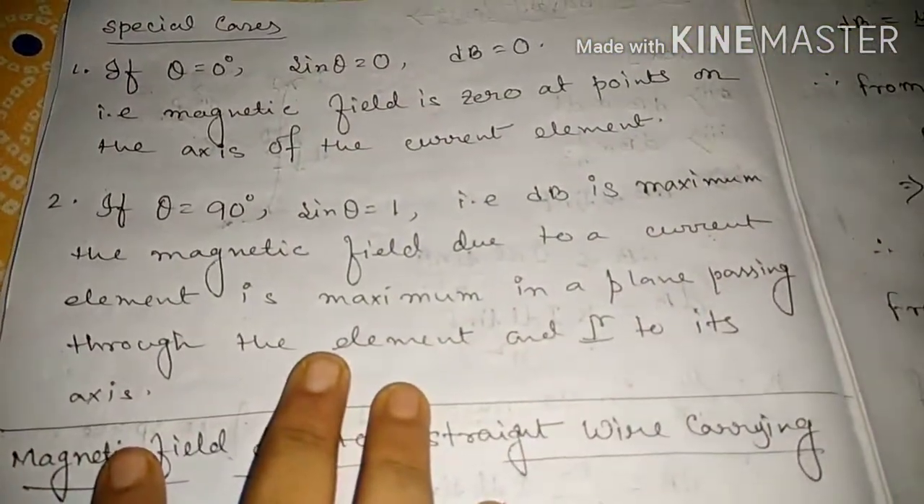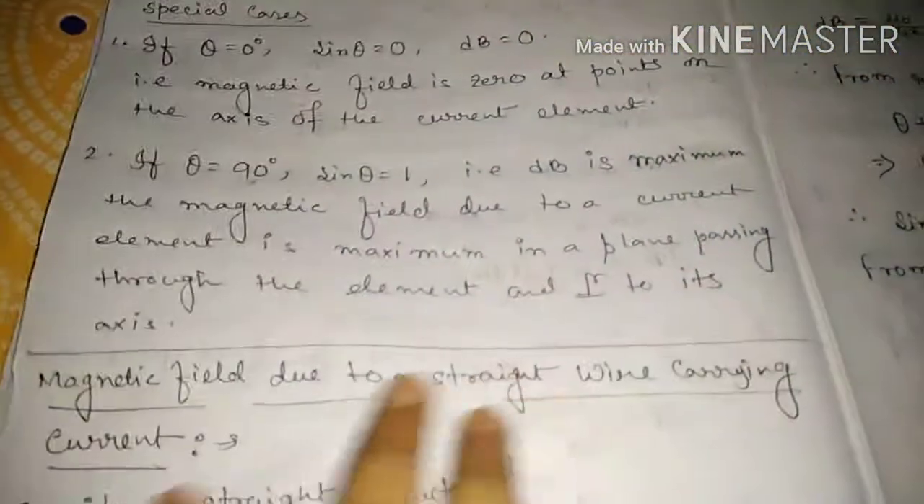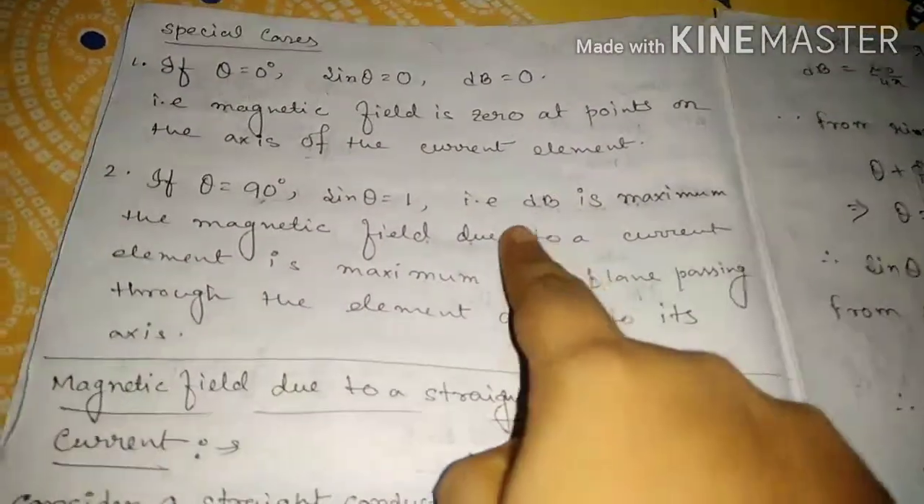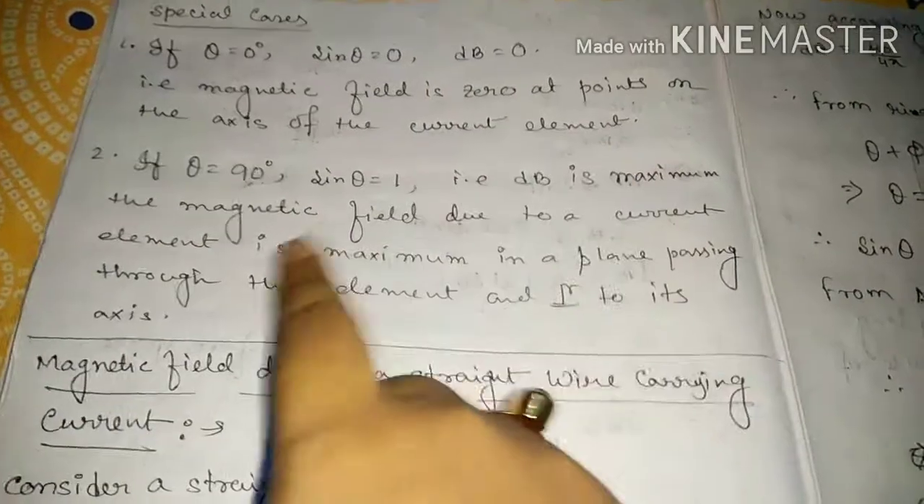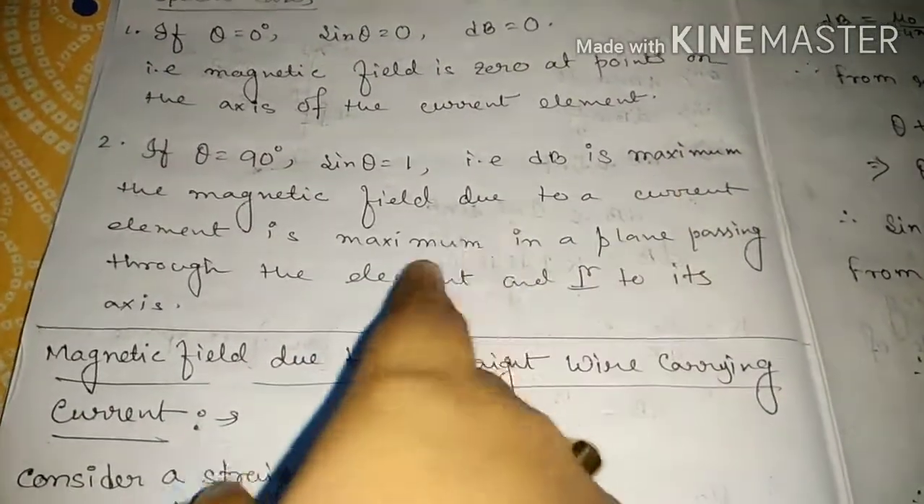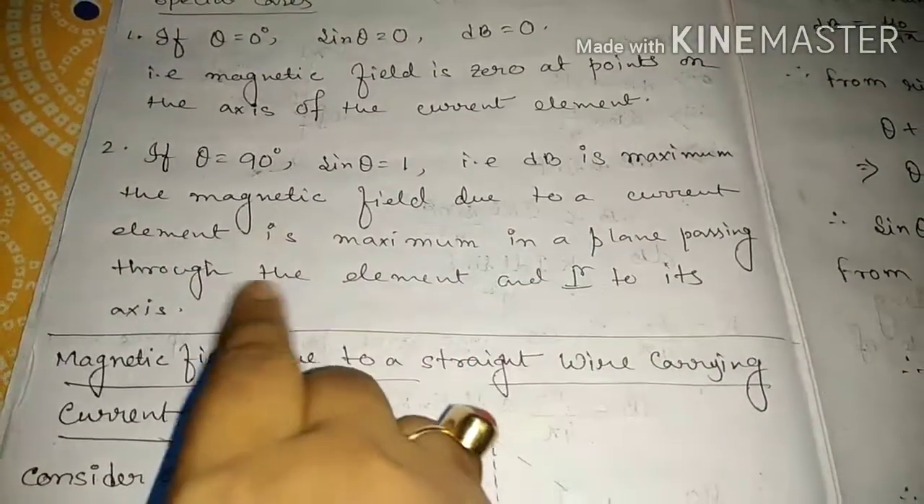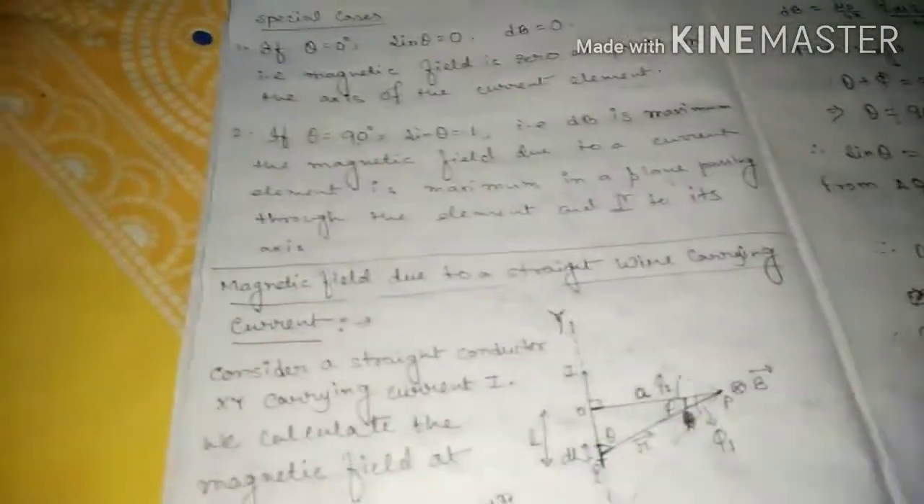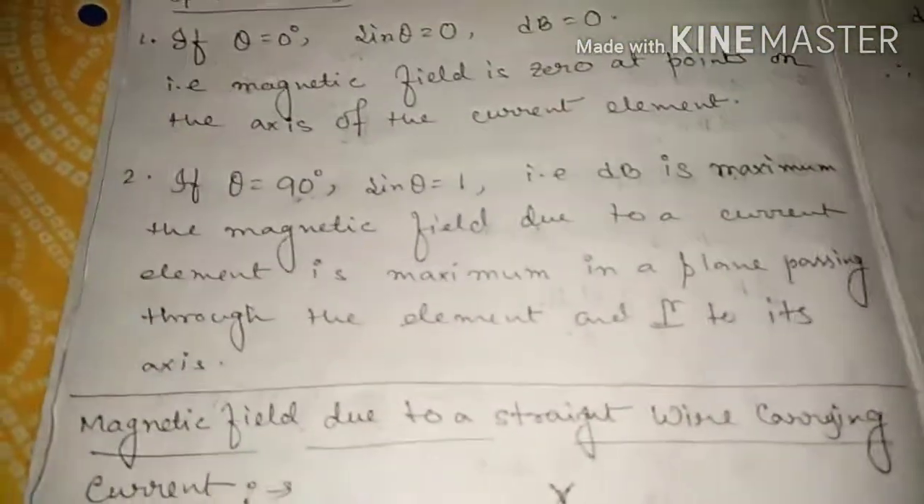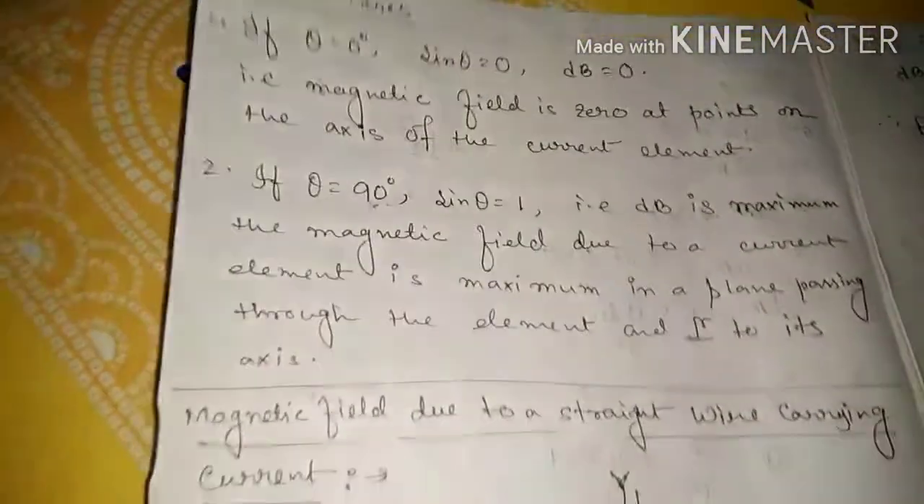Now if theta equals 90 degrees, that means this distance is perpendicular. Then sine theta equals 1, so we get dB is maximum. The magnetic field due to the current element is maximum in a plane passing through the element and perpendicular to its axis. If that distance is perpendicular, then we get the maximum magnetic field. I hope you understand this one.